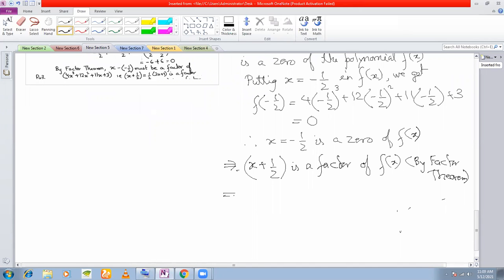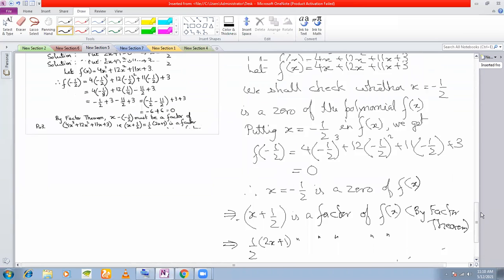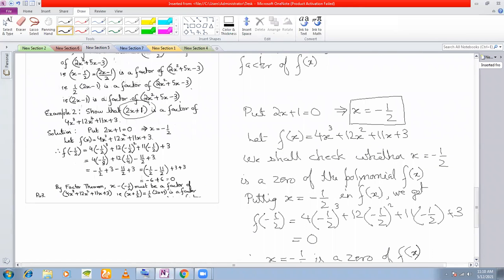Right? Now you simplify this, you will get half (2x plus 1) is a factor of f(x). Yes, any question? No, sir. Okay. So that means you say 2x plus 1 is a factor of f(x). That's it. You have shown. That is what the question was: show that 2x plus 1 is a factor. And that is how you proceed. Okay. Easy enough for you.